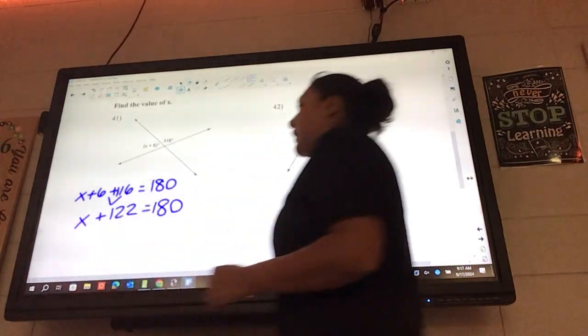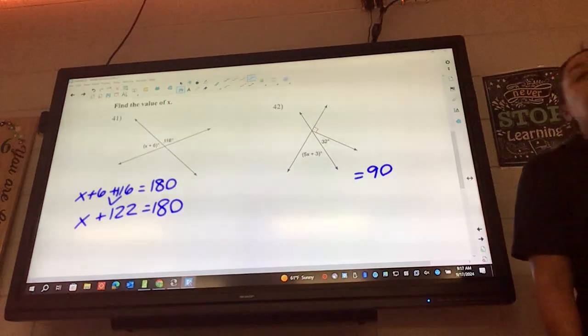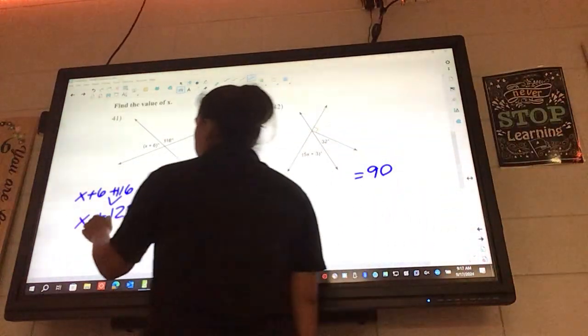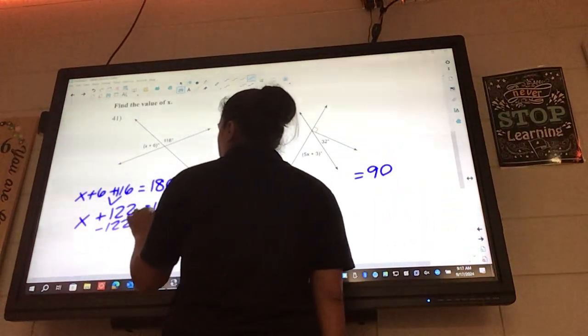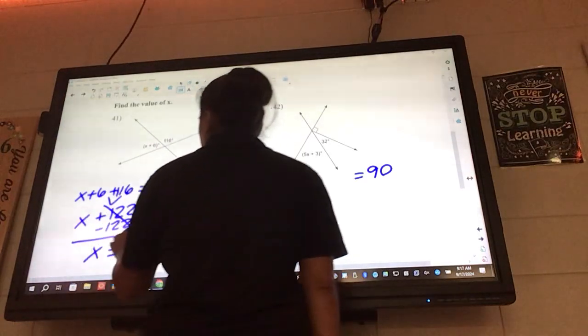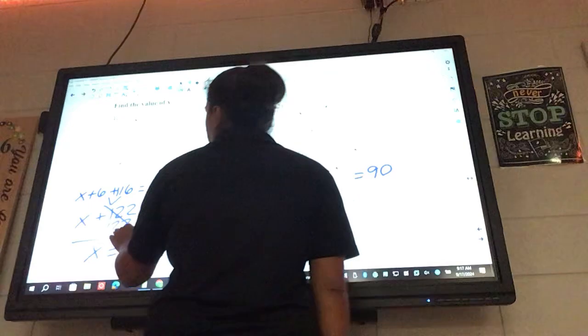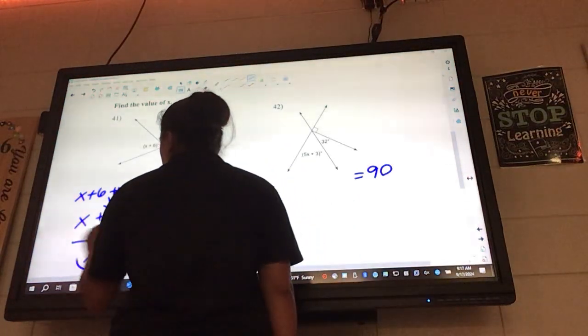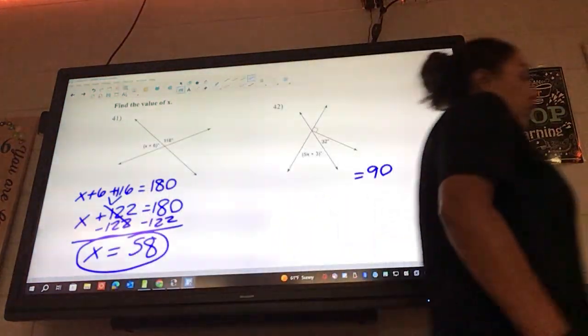And then what needs done? We're gonna subtract 122 from both sides. And what is that? 58. Okay, what did it tell us to find? The value of x, so we can stop here.